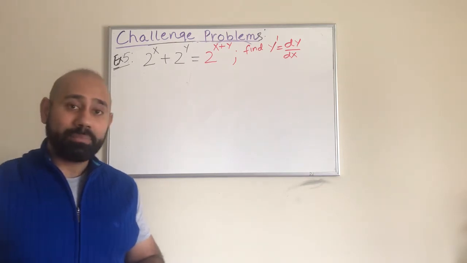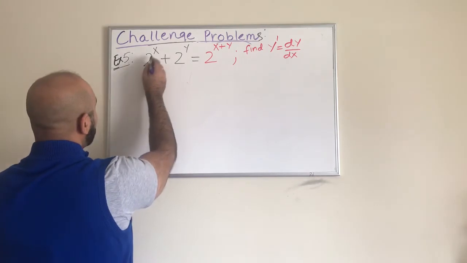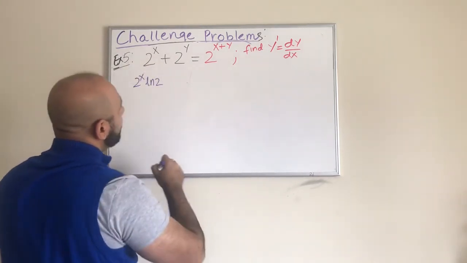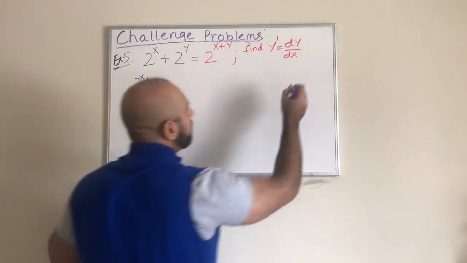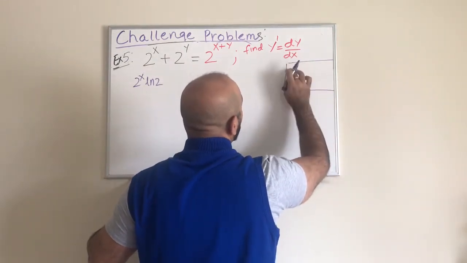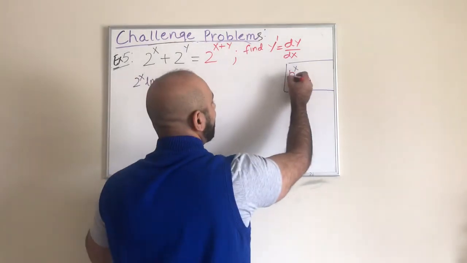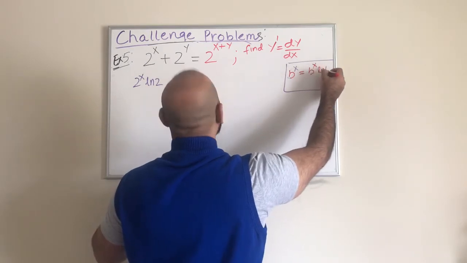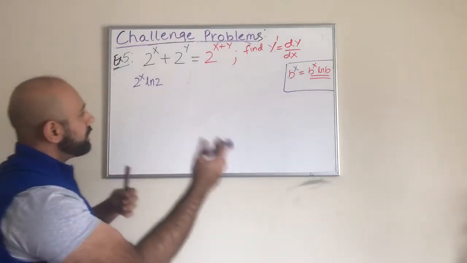So let us start by actually applying the derivative on both sides. If I apply the derivative on both sides, this is going to be 2 to the power x ln of 2, right? That is how you write the derivative of exponential functions. Let me quickly remind you. We know the derivative of a to the power x, or usually in the standard form, b to the power x, is just b to the power x times ln of b. So that's what I'm using here on the left hand side as well as on the right hand side.